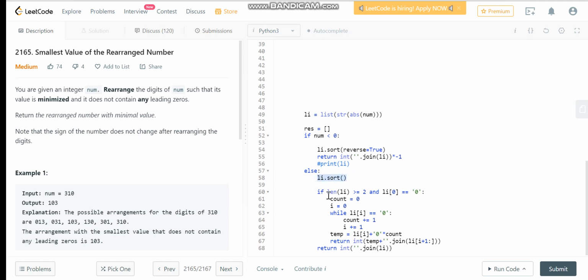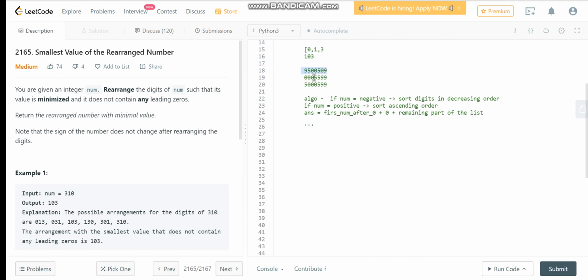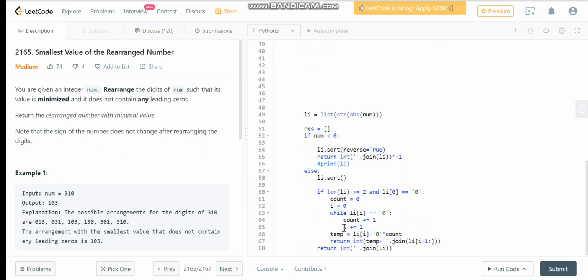Now you want to check whether the number has any leading zeros. Yes, if you have them, and let's say there are more than 2 digits in the whole list, then we want to count the number of zeros. This part of the code counts the number of zeros in the list. So in this example, the count will be equal to 3 zeros. That while loop is for counting the number of zeros, and you pick up the first non-zero digit, that is 5. So i will be equal to that.